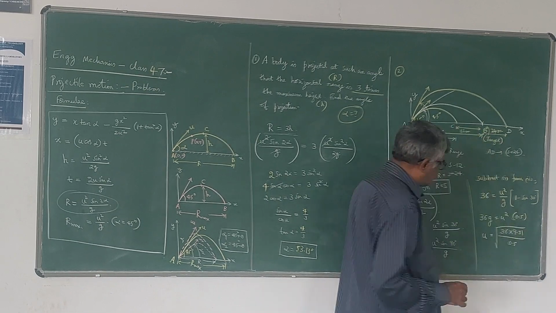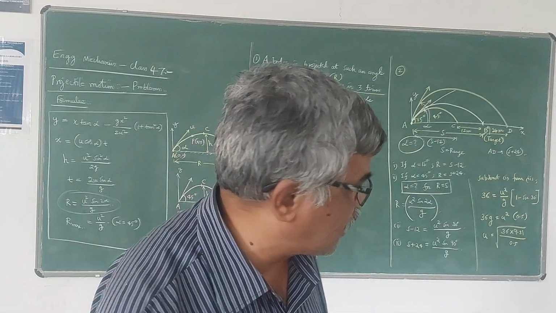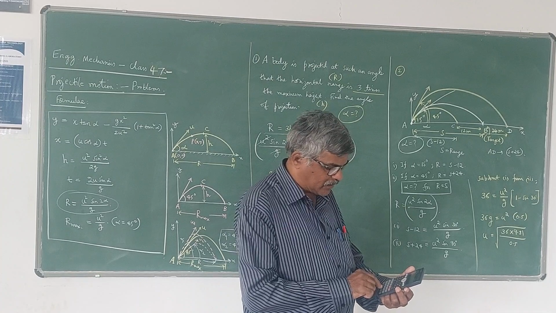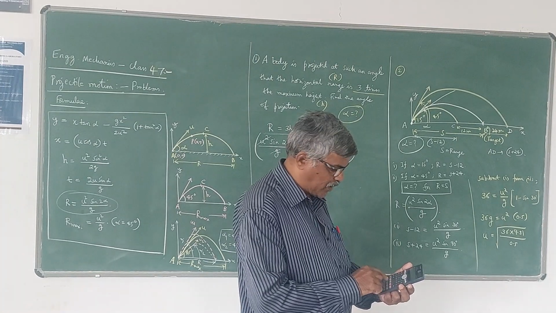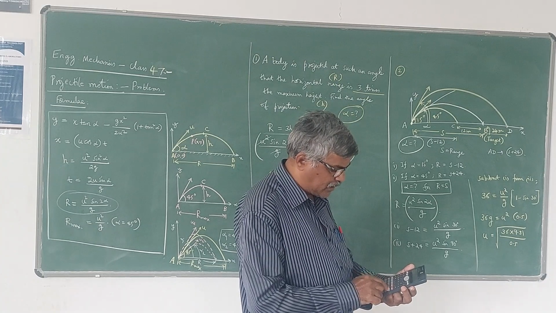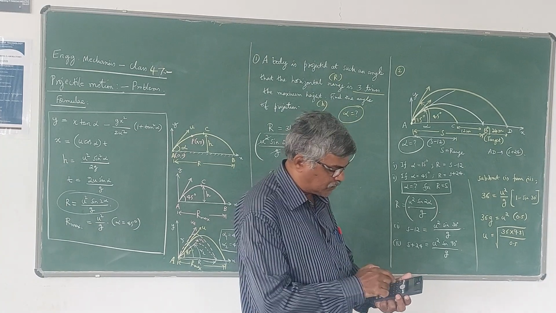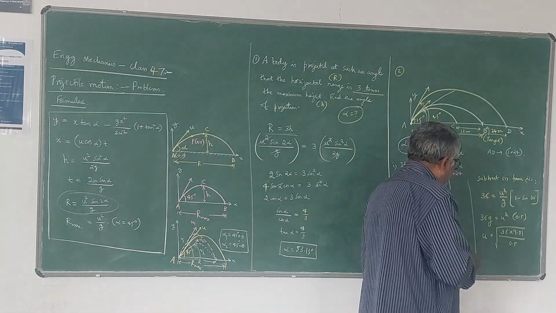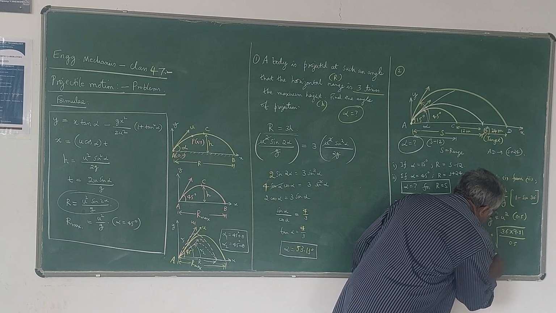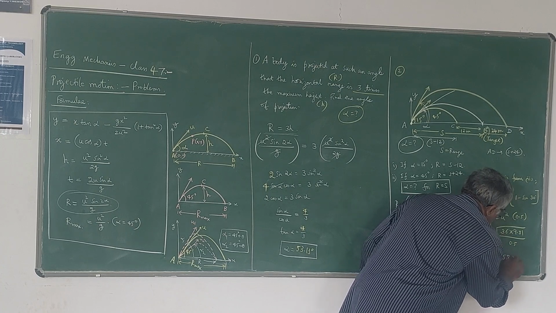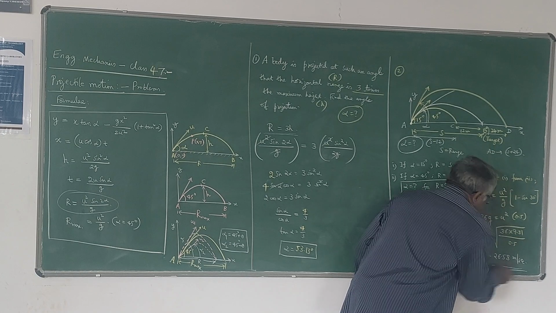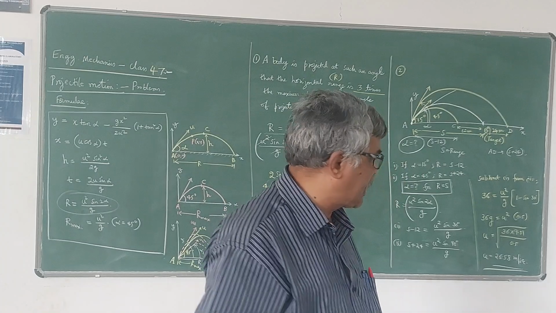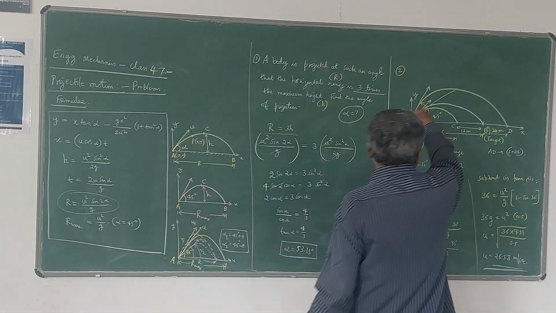So U square will be without the square root, U will be with the square root. Therefore the value of U becomes root of 36 into 9.81 divided by 0.5, under root. So this becomes 26.58 meter per second. So this is the velocity with which the object has to be projected. 26.58 meter per second, that is the velocity of projection.